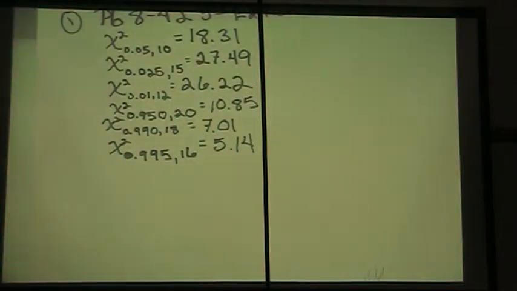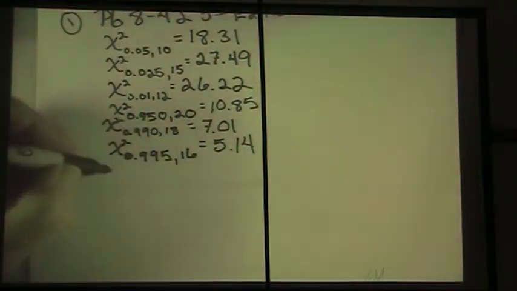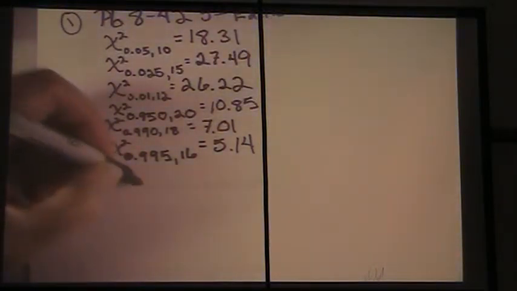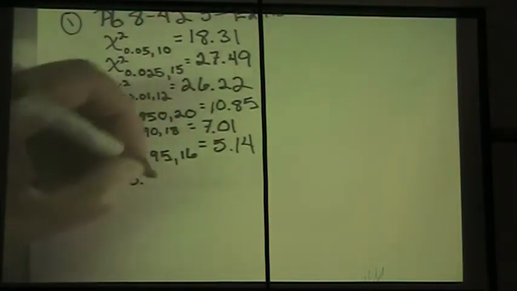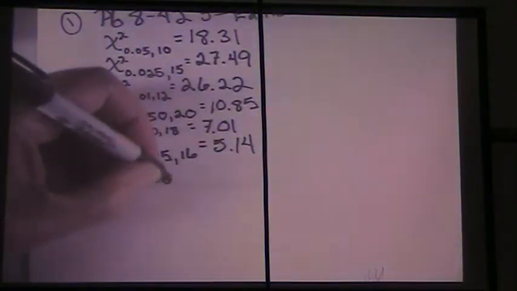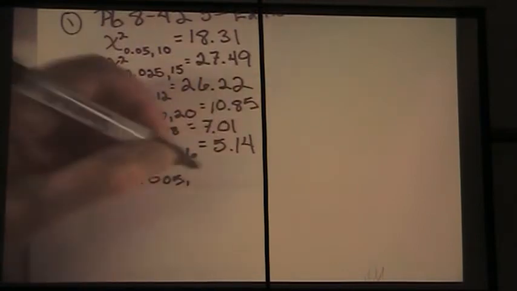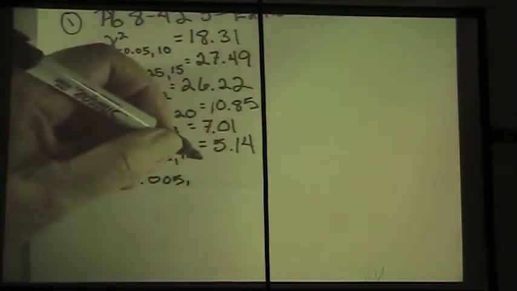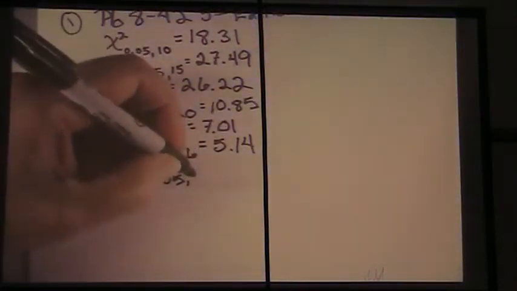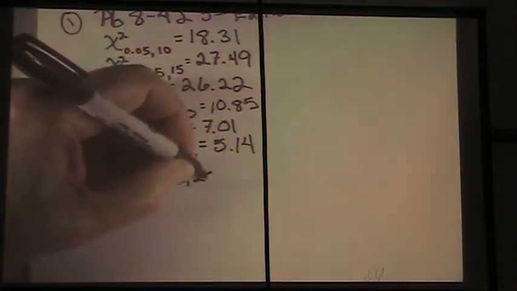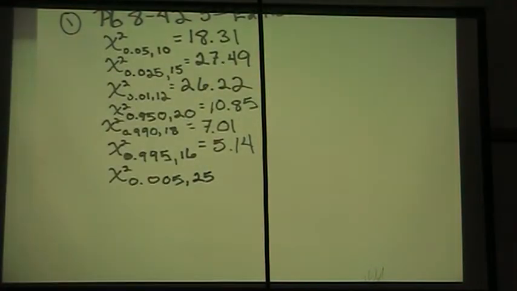Okay. So for our last problem in lookup, it is chi-squared of 0.005 with 25 degrees of freedom.